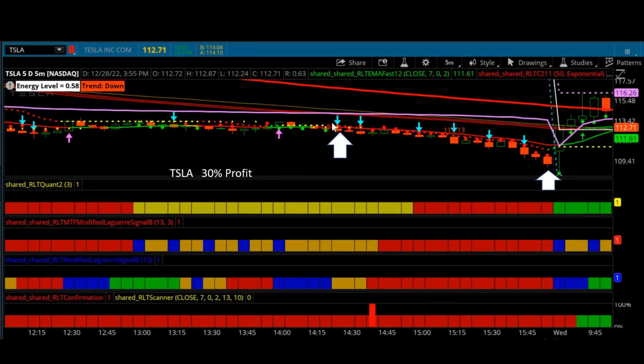All right, and this was Tesla. This was another one. We traded this short below the VWAP. We get a nice little entry right here as it goes from blue to yellow. We buy it, it comes down. I get out right here at the end of the day.